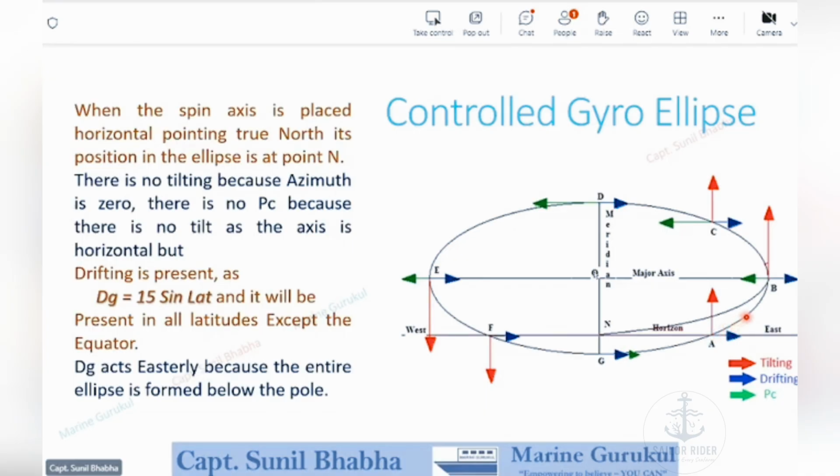As it goes above the horizon further eastward, westerly precession is generated, and at point B, the westerly precession becomes equal and opposite to the easterly drifting. So you can see now, under the balance of these three forces, the spin axis starts to trace this elliptical path.